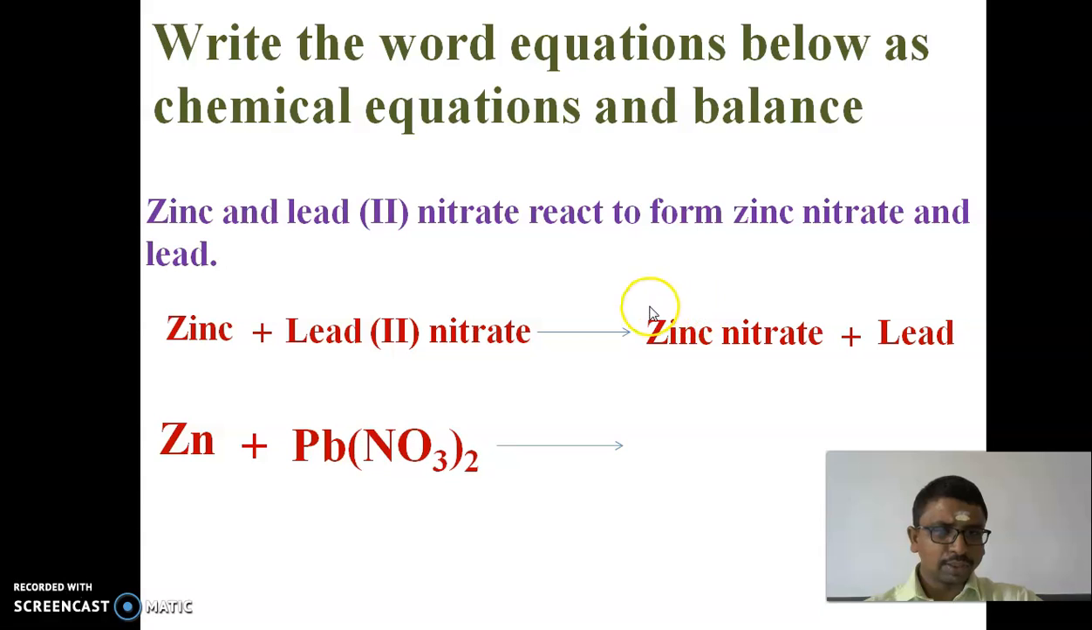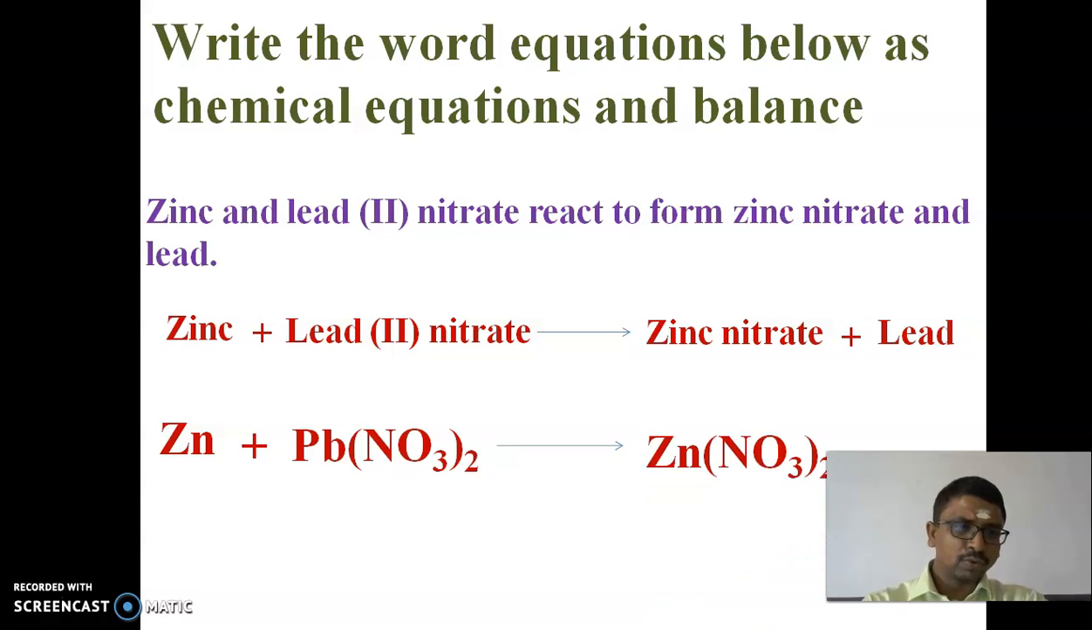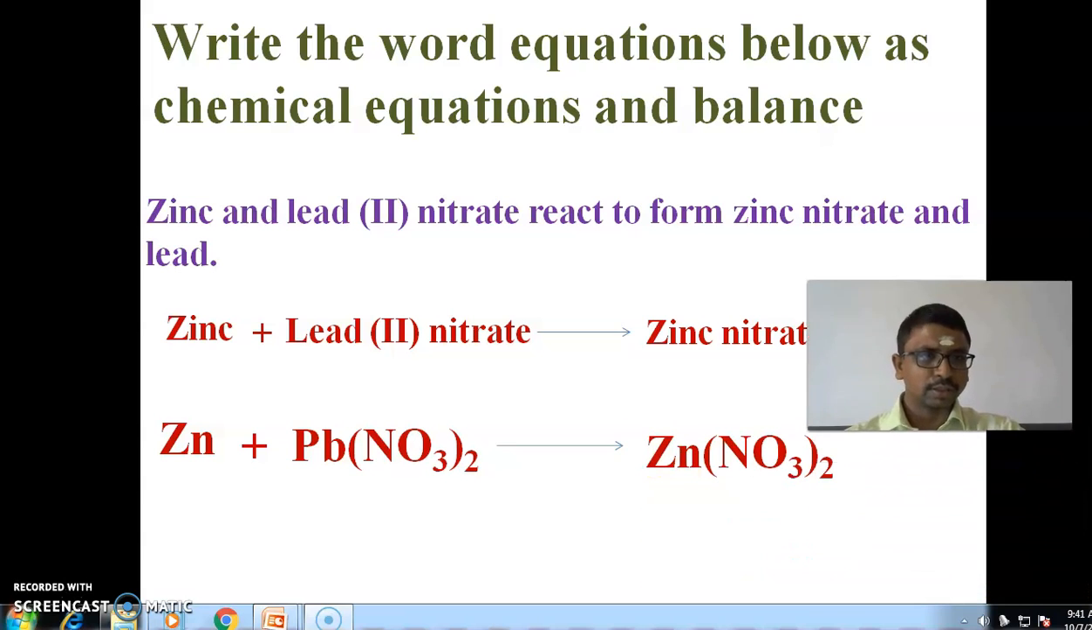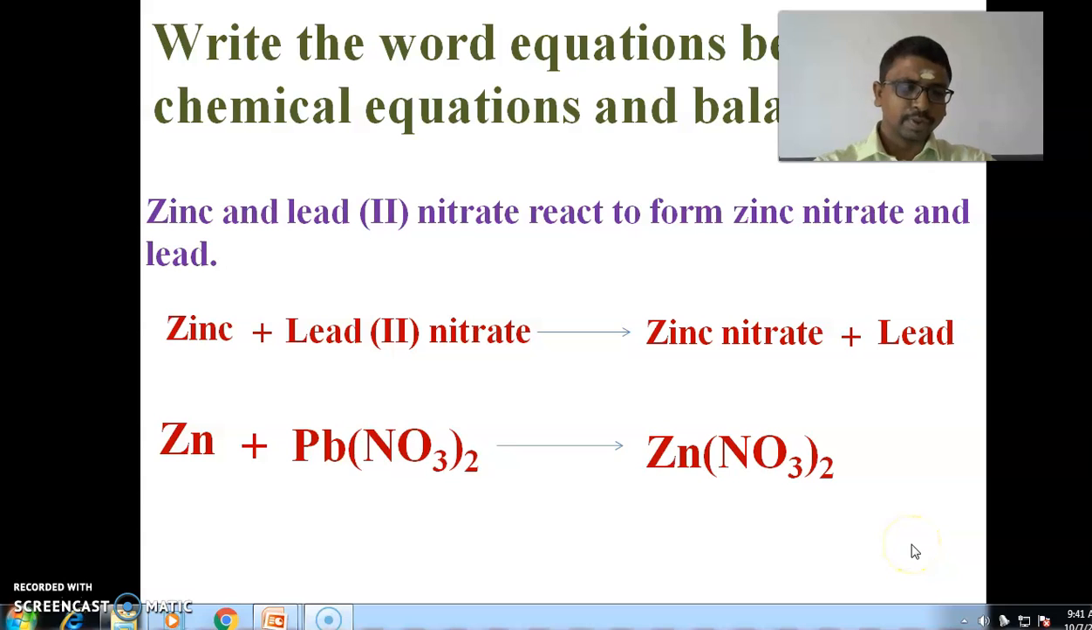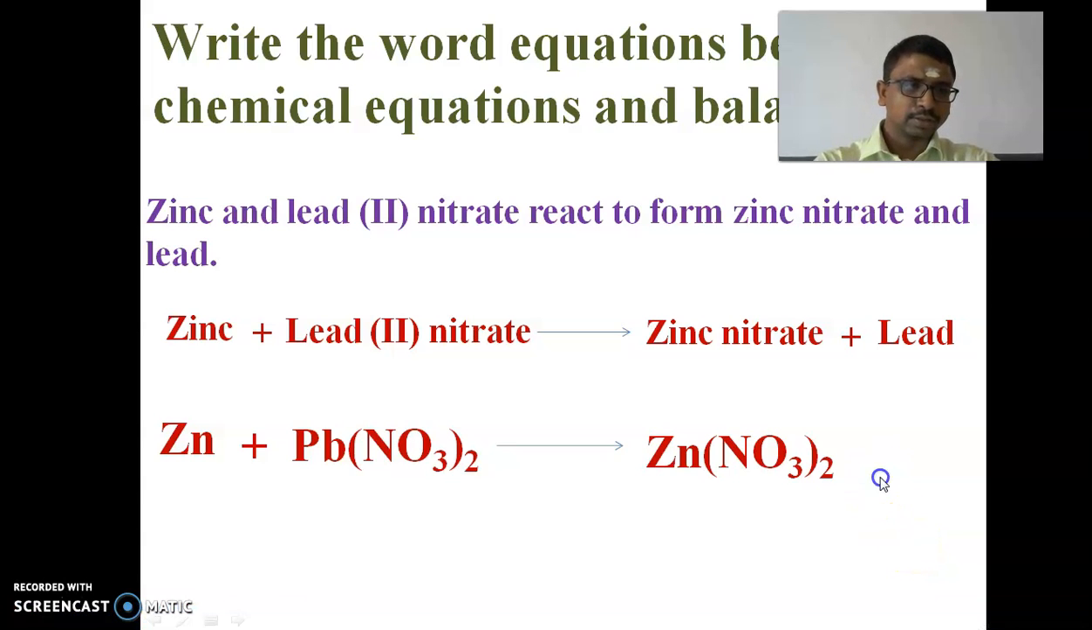So what is the formula for zinc, children? Zn. What is the valency for zinc? 2+. What is the formula for nitrate? NO3. And what is its valency? Minus 1. So the zinc nitrate formula is Zn(NO3)2. Then lead plus lead. What is the formula for lead? Pb. Now we have to balance this equation.